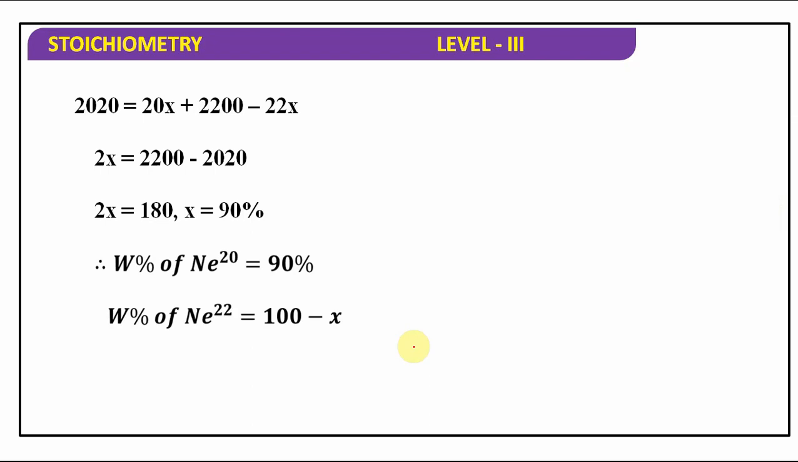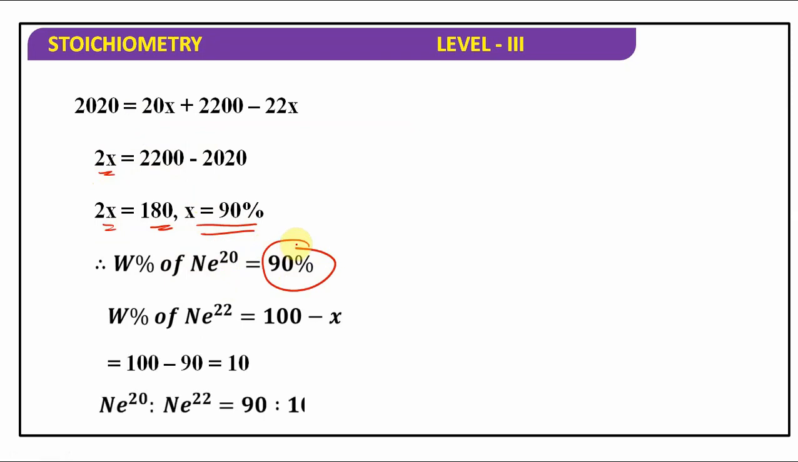So if you solve it, it is 2020 is equal to 20x plus 2200 minus 22x, right? So then 20x minus 22x gives minus 2x, and on the other side 2020 minus 2200. If you exchange the terms on both sides, the minus will be cancelled. It will give you 2x is equal to 180, so x is equal to 90% upon solving.